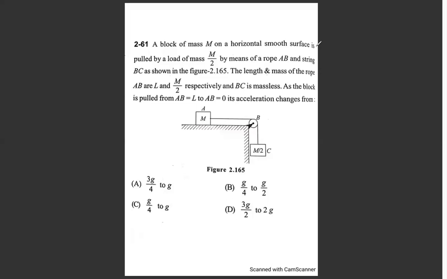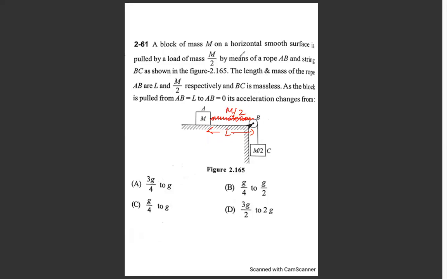A block of mass m on a horizontal smooth surface is pulled by a load of mass m by 2 by means of a rope AB. The rope AB and the string BC are shown in the figure. It's a very interesting fact that the mass of this rope is given to you and the length is given as L.